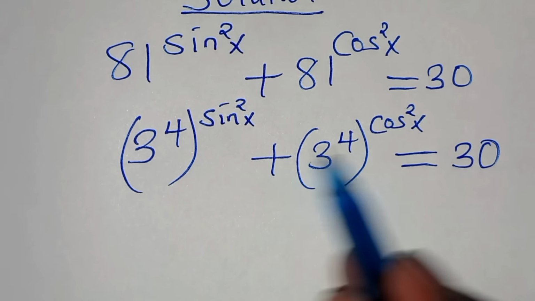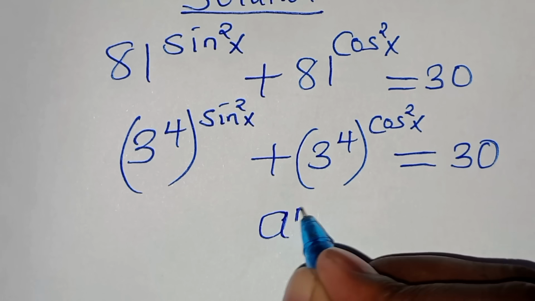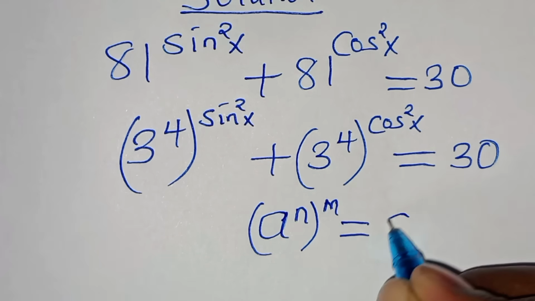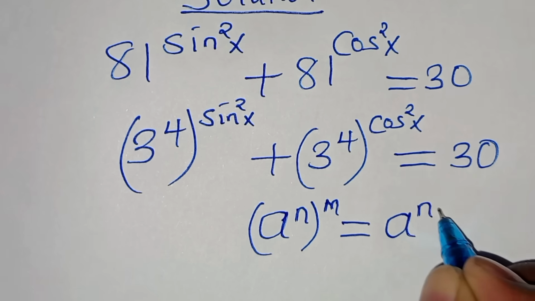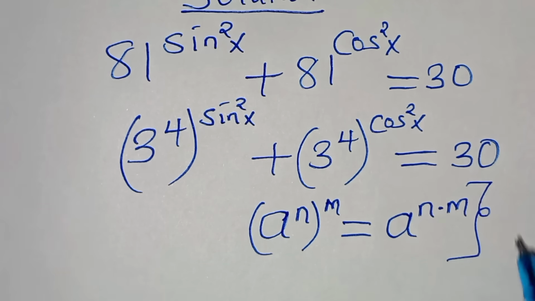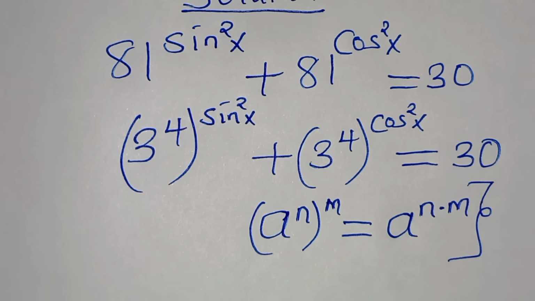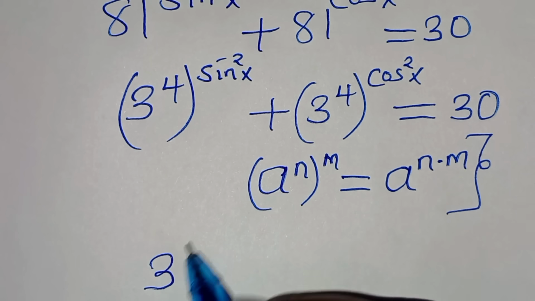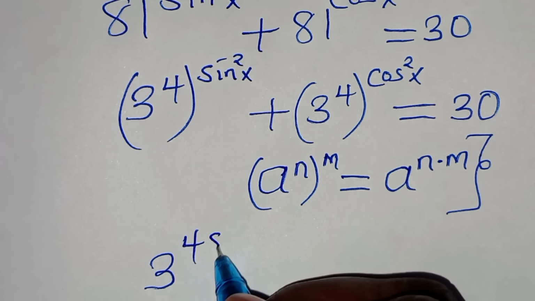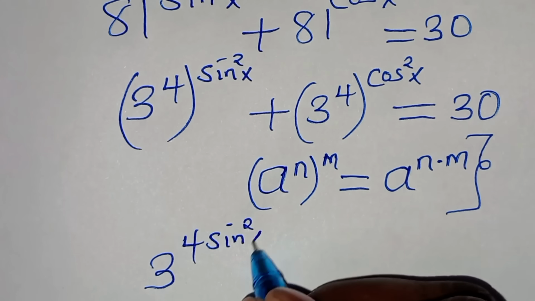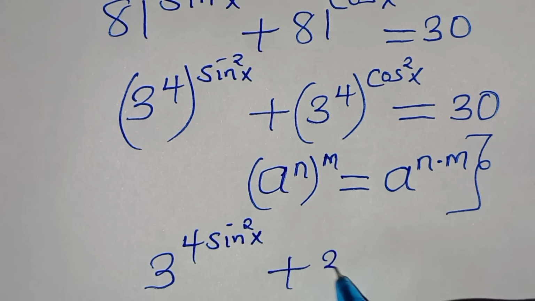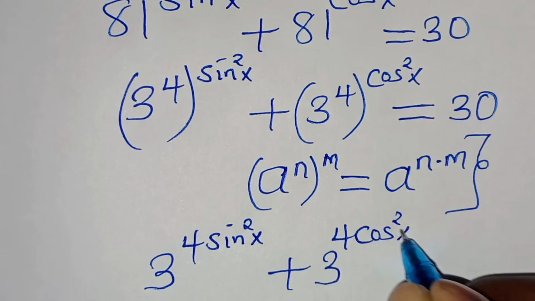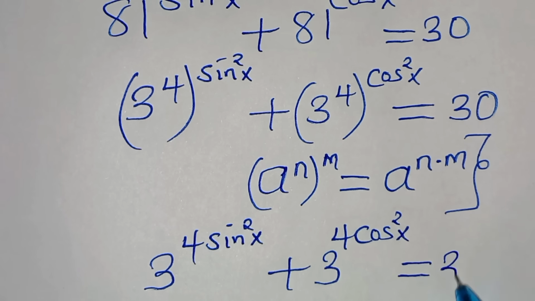Now, this is in the form of a to the power of n raised to the power of m, which we can express as a raised to the power of n times m. Applying this exponent property, we have 3 raised to the power of 4 sin squared x, plus 3 raised to the power of 4 cos squared x. This is equal to 30.